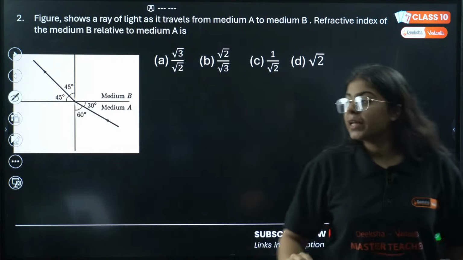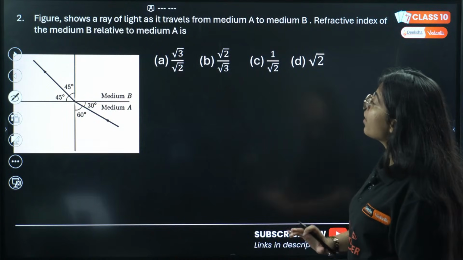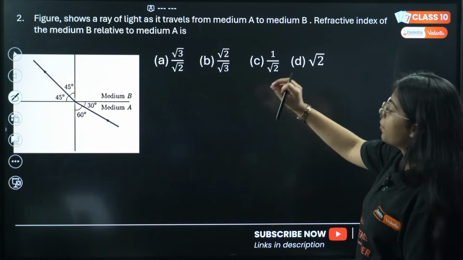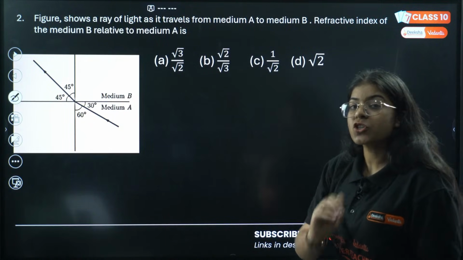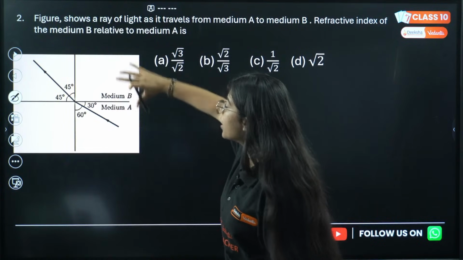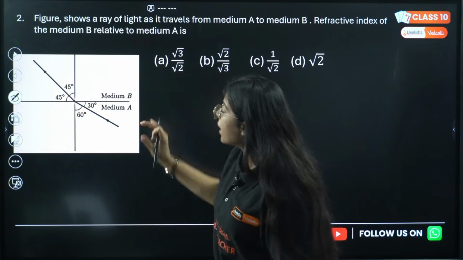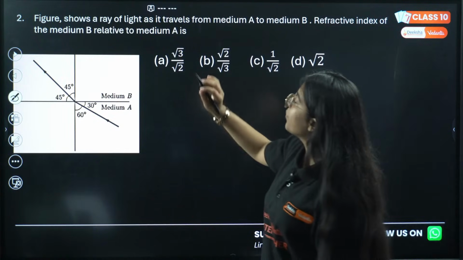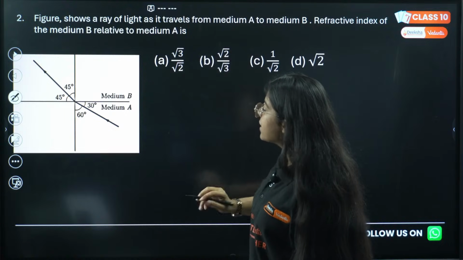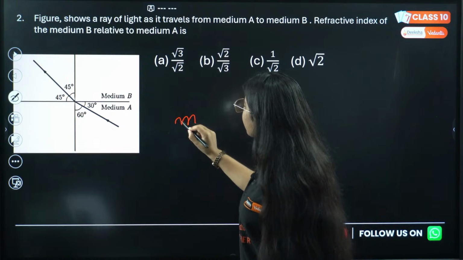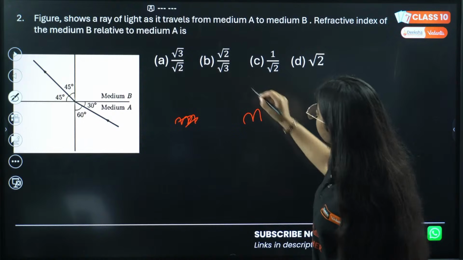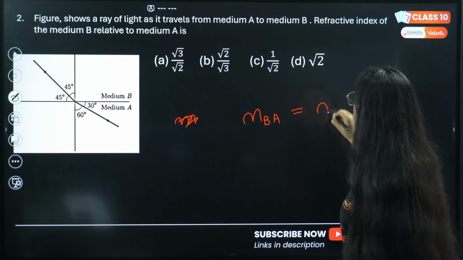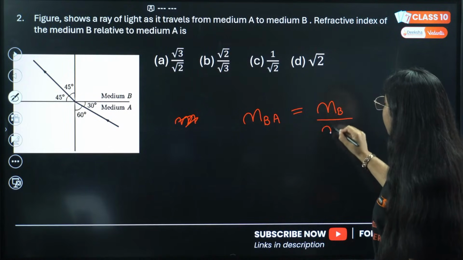Read it carefully. It says the figure shows a ray of light as it travels from medium A to medium B. Read it carefully: is the lower one medium A or the upper one medium A, and from where is the ray going? The refractive index of medium B relative to medium A is, we have to find the refractive index of medium B with respect to medium A. Correct? That will be nB divided by nA.